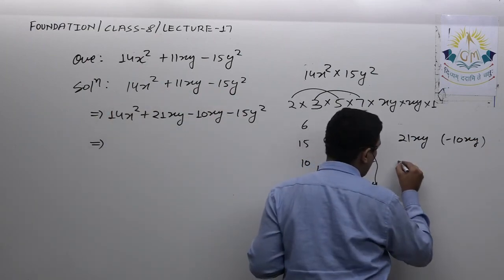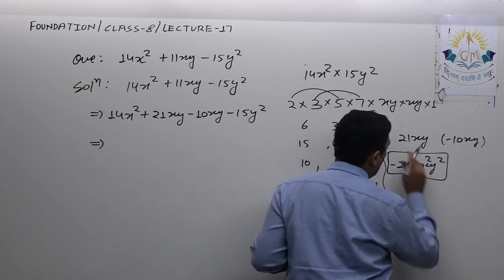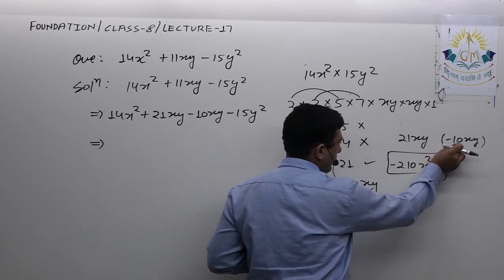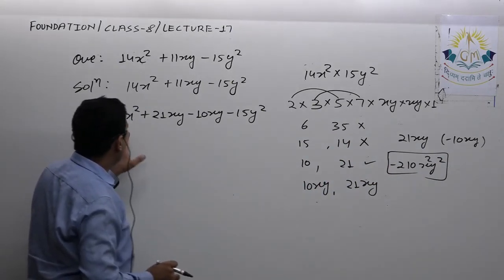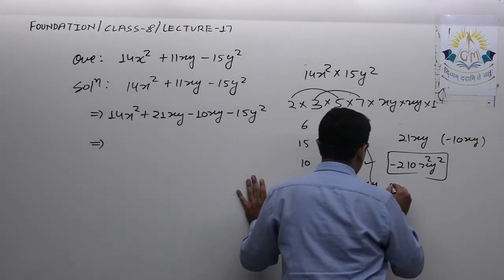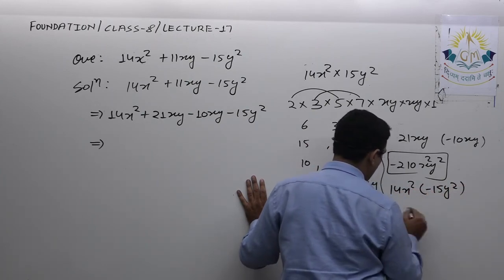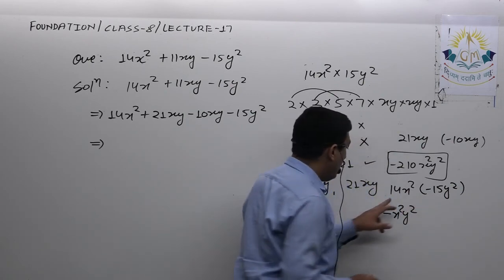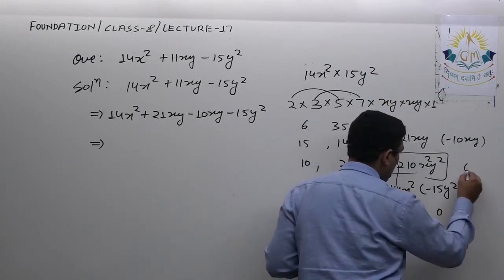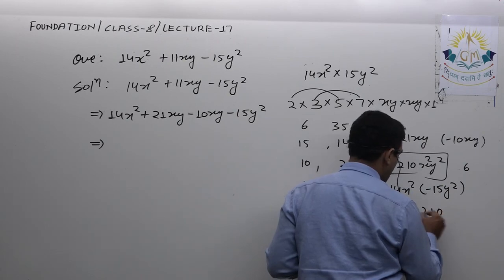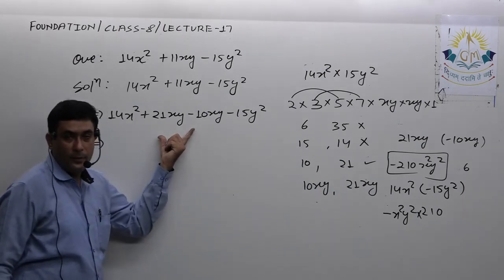So the product of these two is actually 210 x square y square with minus sign, isn't it? 21 into 10 is 210, minus because it was minus 10, and xy into xy is x square y square. Now that should be the product of first and last, that is 14x square and minus 15y square. So minus sign is okay. X square y square is okay. Now only I have to check 14 into 15. So 15 fours are 60, 0, 6 carry. Yes, it is minus 210 x square y square. That means this combination is absolutely correct.